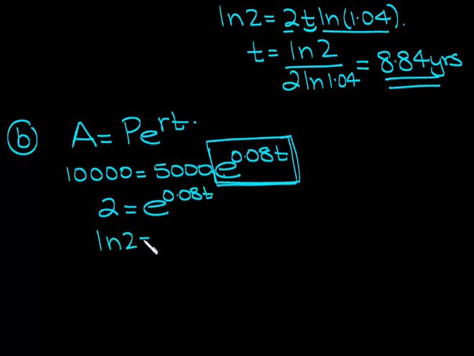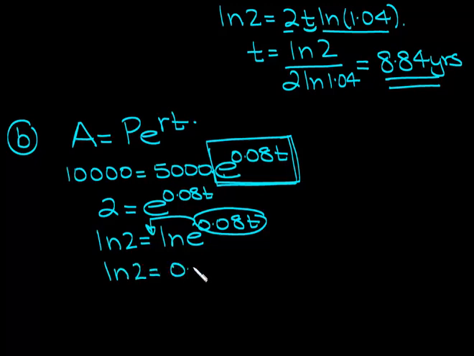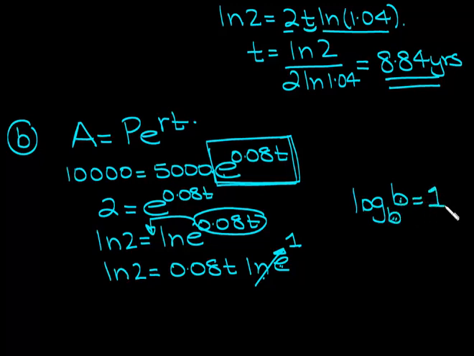So I get ln of 2 is ln of e to the 0.08t. Once again, the nice thing about log of an exponential number is I can bring that exponent in the front. So I get ln of 2 is equal to 0.08t times ln of e. Over here the number and the base are the same, so there was a log property that told us that the ln of that is 1. When you take log of a number b and the base is b, if the number and the base are the same, the log of that is always 1. We have ln of e, which is the same thing as log of e base e, the base and the number are the same, so we get 1.